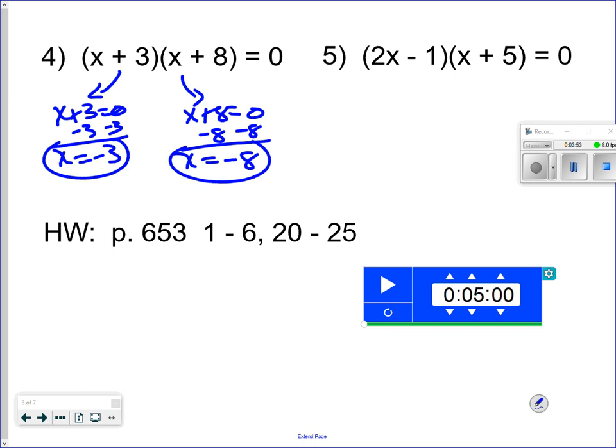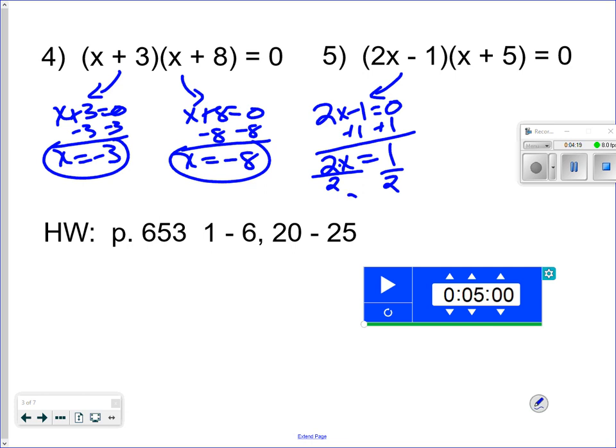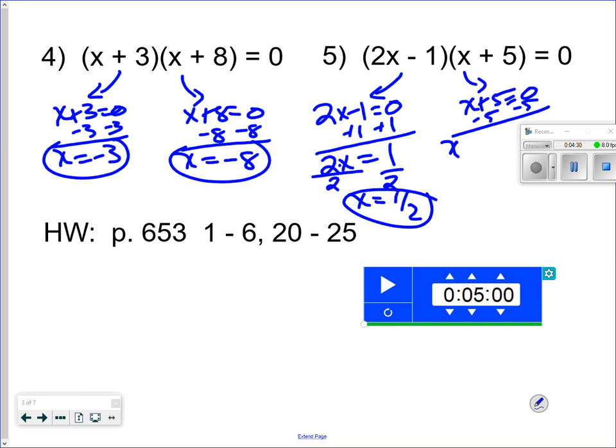Now on this next one, you have two things going on here. You've got 2x minus 1. So your answer isn't just going to be 1. We're going to have to do a two-step equation on this one. So first we'll plus 1 and get 2x equals 1. Now we have to get rid of the 2. Remember, hiding inside of there is a little times sign, so the opposite of times is divide. So your first answer is 1/2. Second one, this will be easier. X plus 5 equals 0. Subtract your 5, and x equals negative 5.